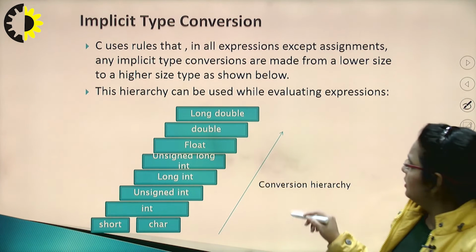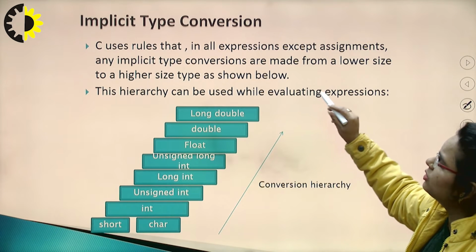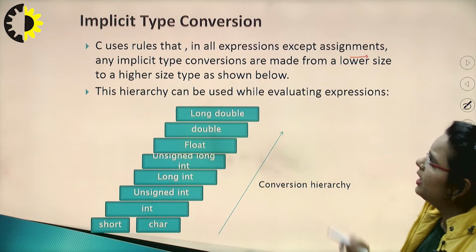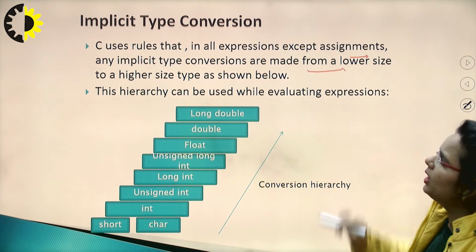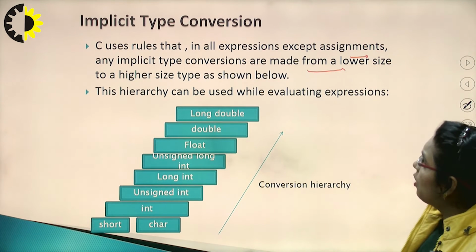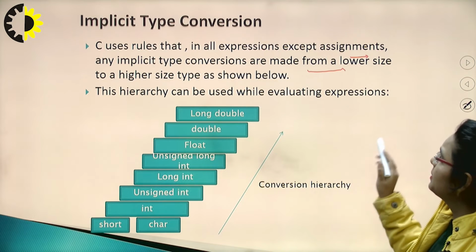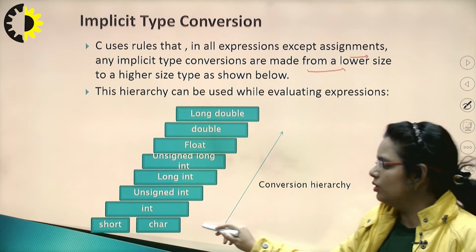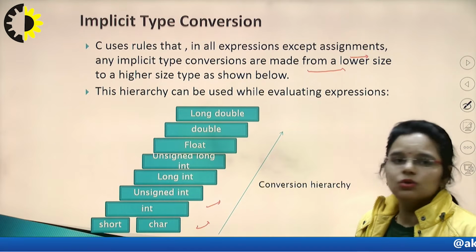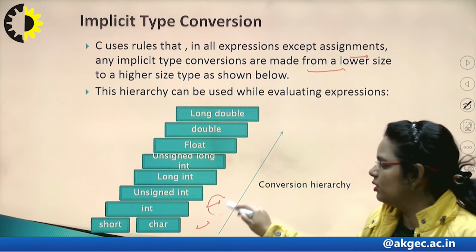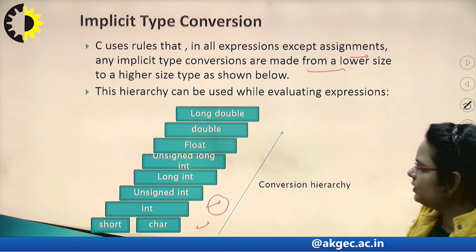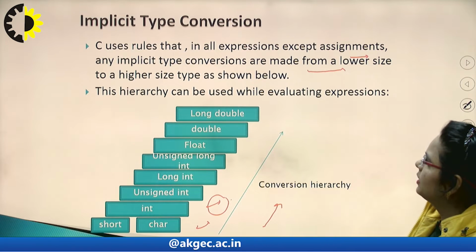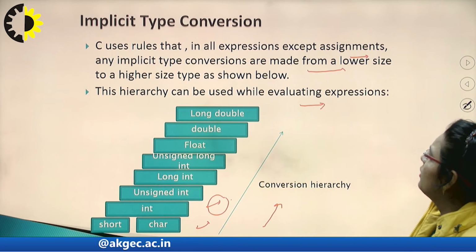So basically this is the conversion hierarchy. C programming uses rules that in all expressions except the assignment operation, any implicit type conversions are made from a lower to a higher size type as shown below. So if we are evaluating an integer and a char, the resultant value would be of integer type, because integer is of a higher data type. This hierarchy can be used while evaluating expressions.